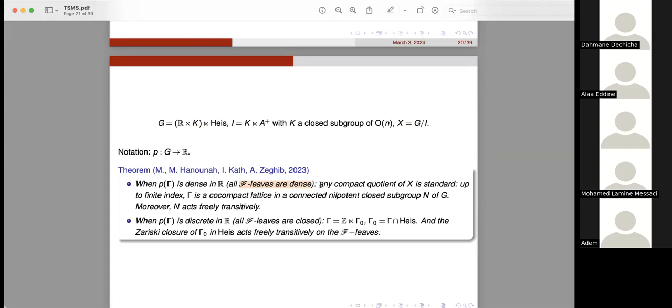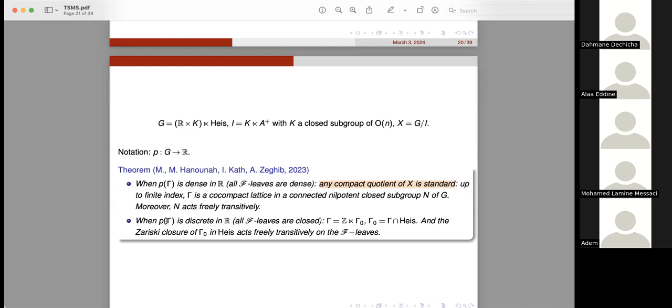In this case, we prove that any compact quotient X is standard. More precisely, we prove that Gamma is a co-compact lattice in a connected nilpotent closed subgroup N of J, which acts freely and transitively.